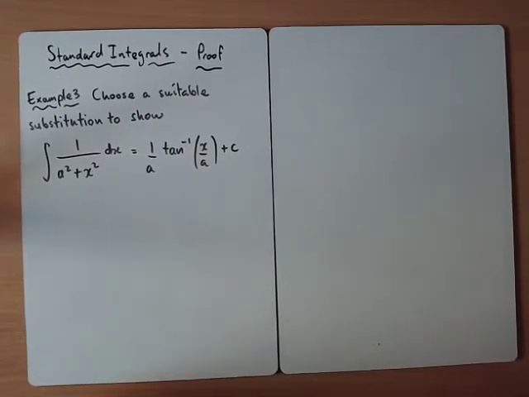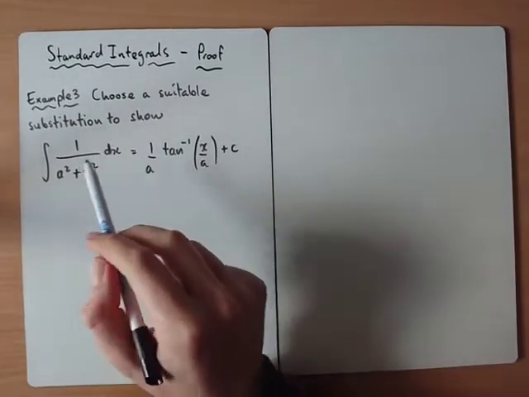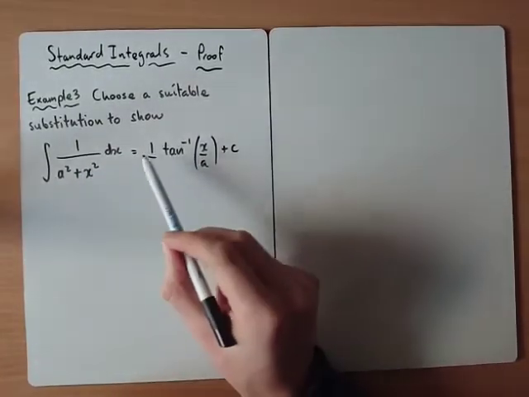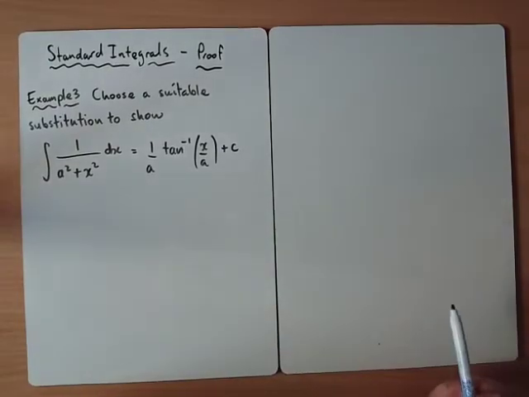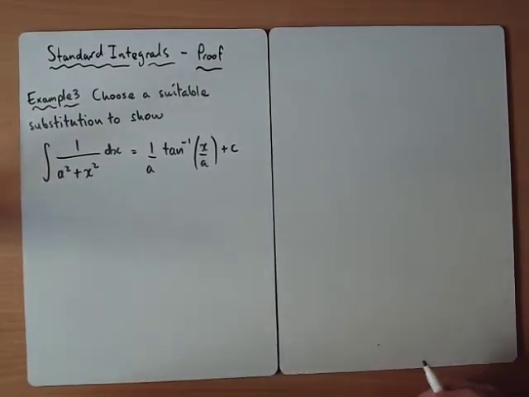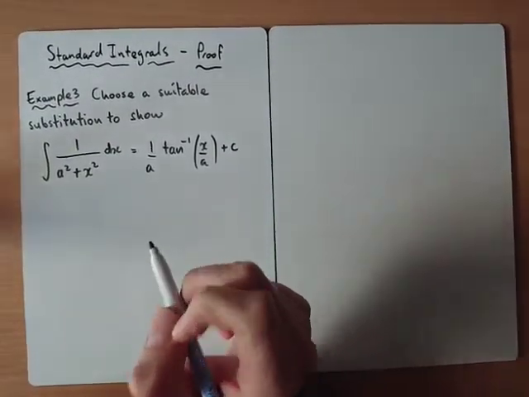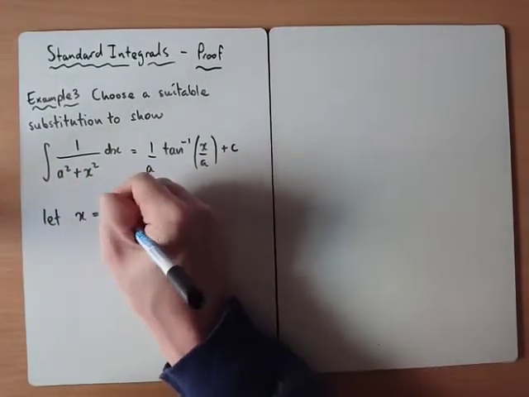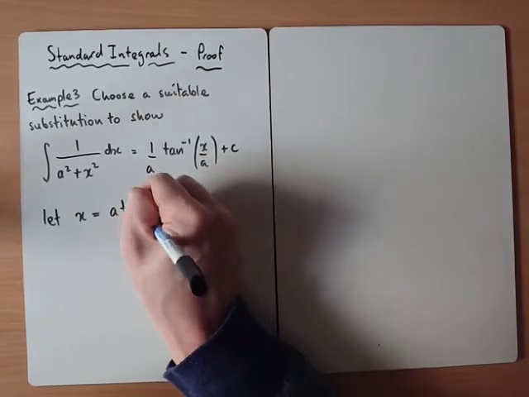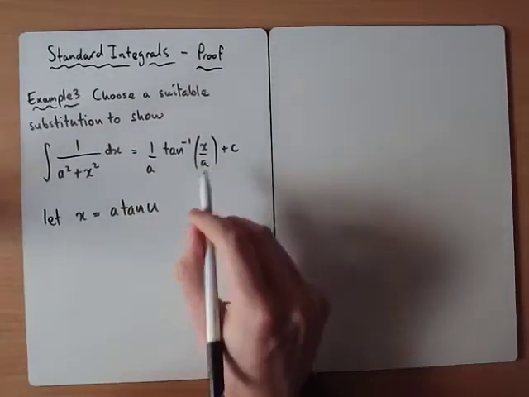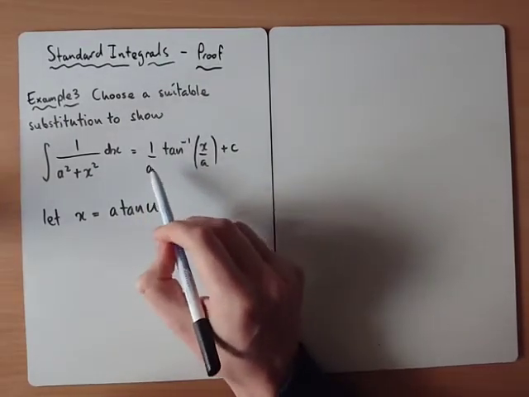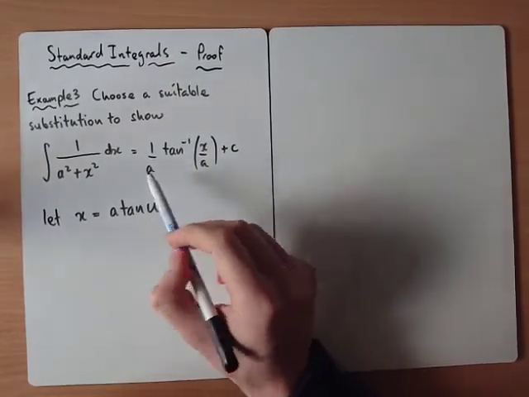Let's do one more example. It says choose a suitable substitution to show that the integral of 1 over a squared plus x squared is equal to this tan inverse integral. Okay. Sorry, tan inverse. We're going to let x equal a tan u. Again, we can have one eye on the answer. This one is being divided by a as well, but don't worry about that. We'll see in a second what happens there.